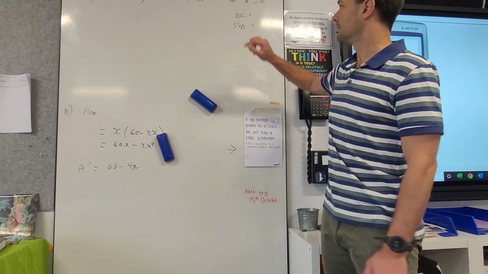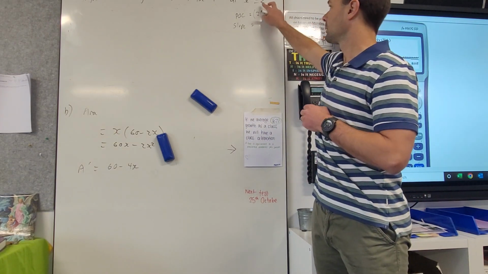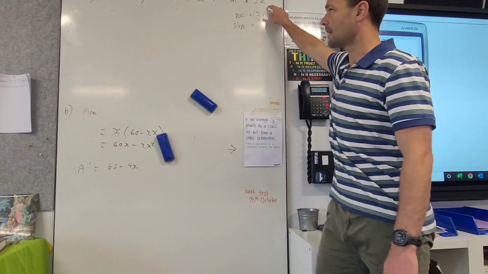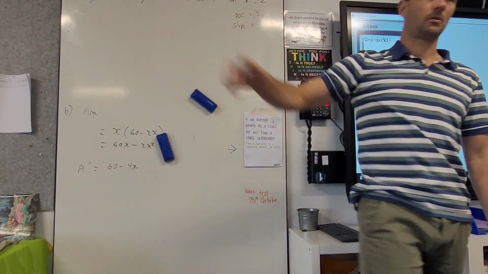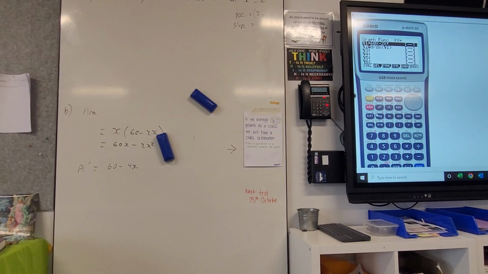So let's see here. For the point of contact, we've got x is 2, and if we want the corresponding y value, all we're doing is putting that number into this function, right? Now, if we're going to use our calculator, what we would do is graph the function. So I'm going to graph the function x squared plus 4x take 1.